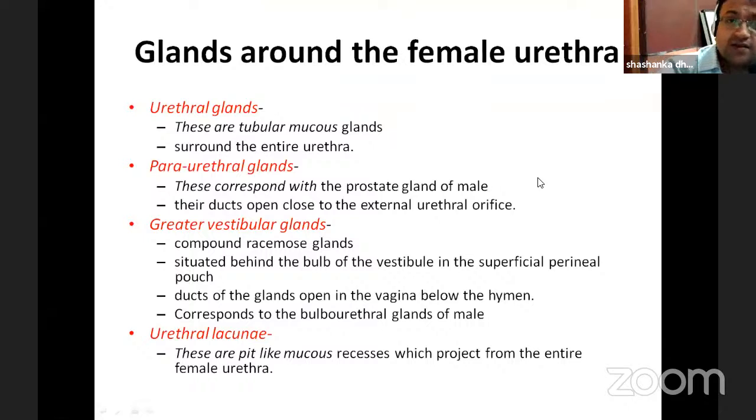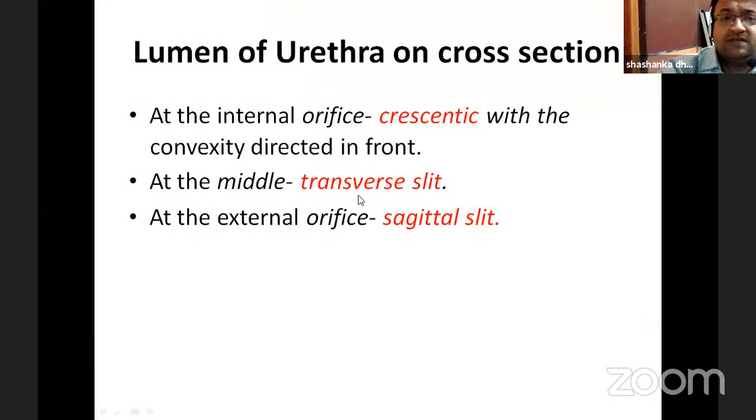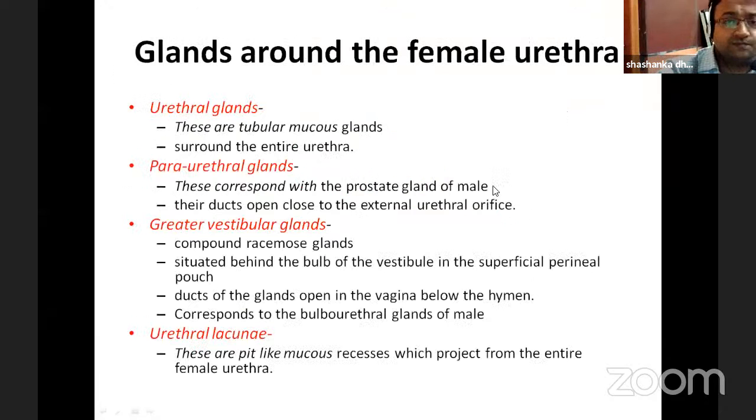Glands around the female urethra. This may be seen in the female urethra as well. Glands around the female urethra: urethral glands, which are tubular mucous glands. Paraurethral glands correspond with the prostate gland of the male. Greater vestibular glands are compound racemose glands situated behind the bulb of the vestibule in the superficial perineal pouch. The ducts of the glands open in the vagina below the hymen. They correspond to the bulbourethral glands of the male.